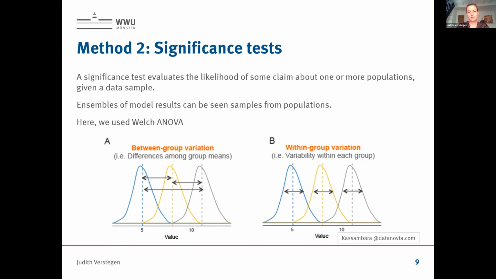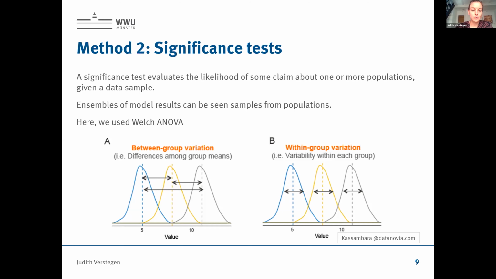As a second method, I use significance tests. The general idea of a significance test is to evaluate the likelihood of some claim about one or more populations given a data sample from these populations. In this case, we can see our ensemble of model results as a sample from one or more populations. For our example, I used a Welch ANOVA.